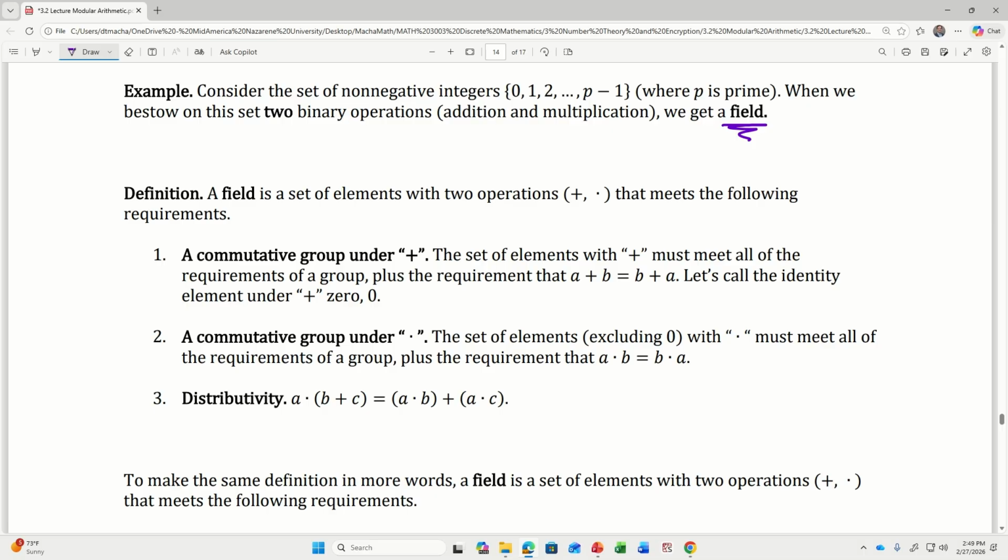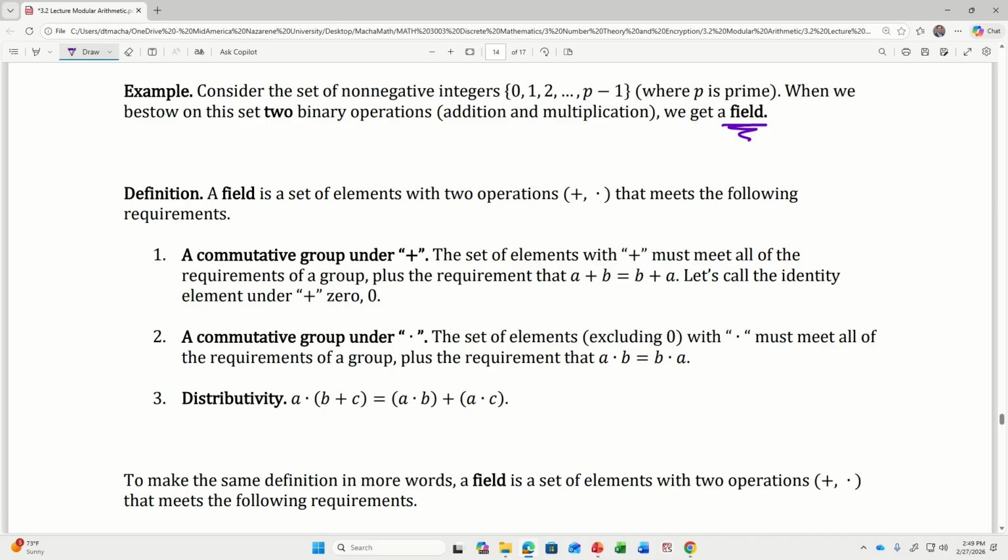A field is a set, and it's got two operations, and these are the requirements. It has to be a commutative group under addition, in this case, addition modulo p. And commutative just means that in addition to the other four requirements of being a group, your operation has to have the commutative property, which is not true for all groups. It also has to be a commutative group under multiplication modulo p. Multiplication has the commutative property, but there are groups that don't, right?